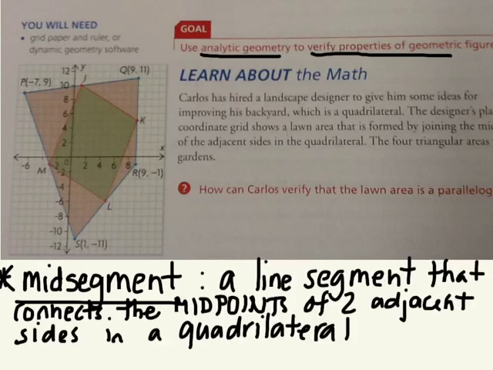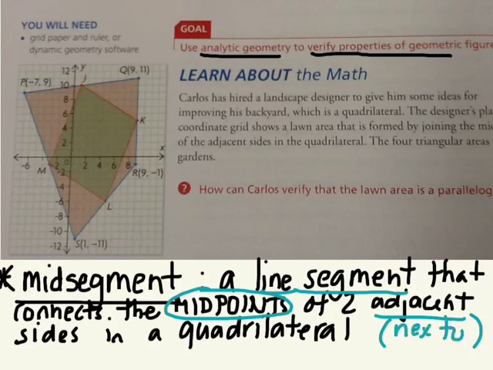A midsegment is basically a line segment that connects the midpoints of two adjacent sides in a quadrilateral. What does adjacent mean? Who remembers what this word means? It means that it's lying next to, it's beside. So for example, here's my quadrilateral. What's a quadrilateral? A four-sided shape.